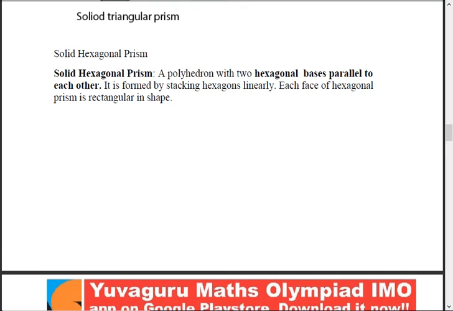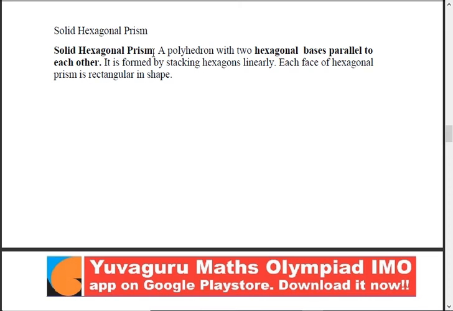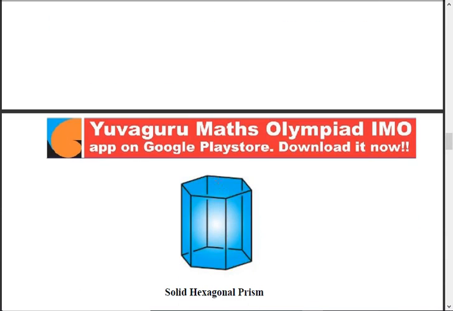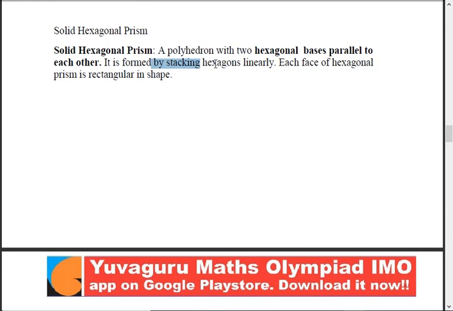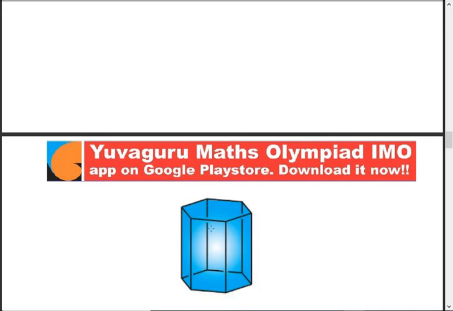Then solid hexagonal prism. Solid hexagonal prism, a polyhedron with two hexagonal bases parallel to each other. See this, two hexagonal bases parallel to each other. Then it is formed by stacking hexagons linearly. Means if you put one hexagonal plate over other, you will form this solid. Solid means again filled up.